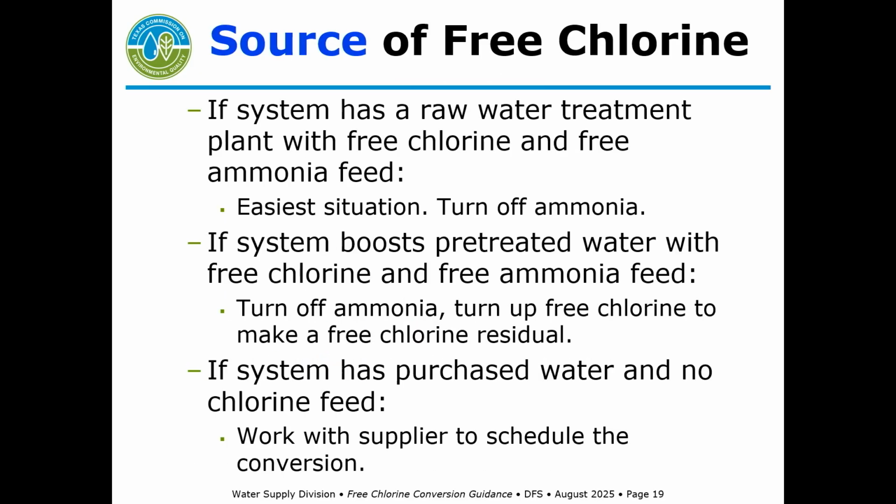If you are treating raw water with free chlorine and free ammonia, that's probably the easiest situation. You can just turn off the ammonia. If you're boosting pre-treated water with free chlorine and free ammonia, ideally you just turn off the ammonia and turn up the free chlorine to breakpoint chlorinate your supplier's water. As I mentioned before, you may not have that capacity. And unfortunately, if you're a purchased water system and you have no chlorine feed system yourself, your only option is to work with your supplier to schedule the conversion and actually ask them to do a free chlorine conversion so that the water you're receiving has free chlorine. Now, it's easier said than done in some cases.